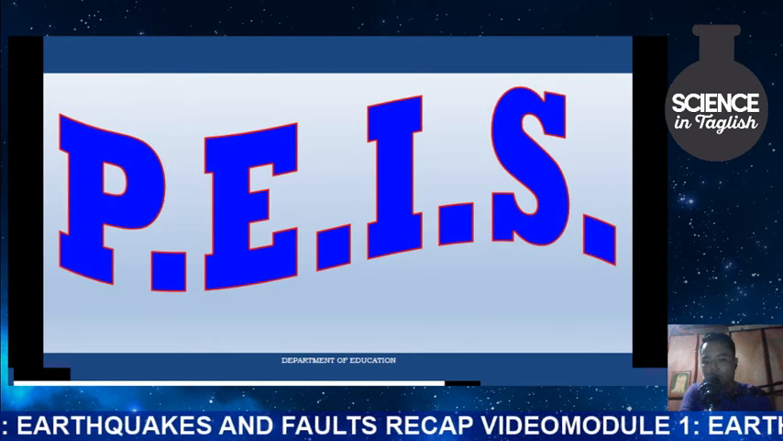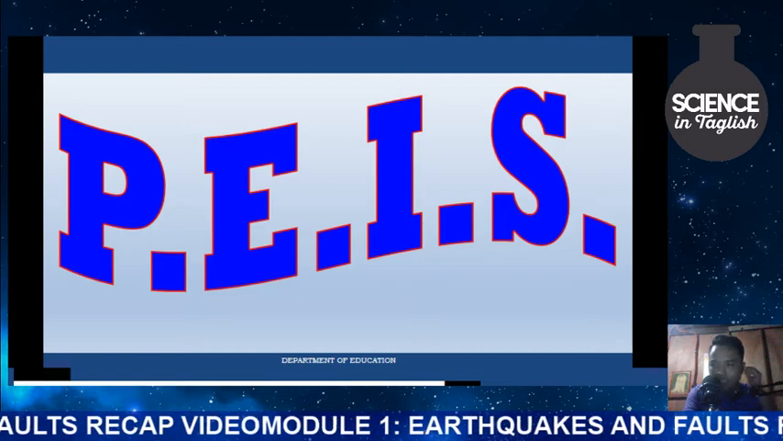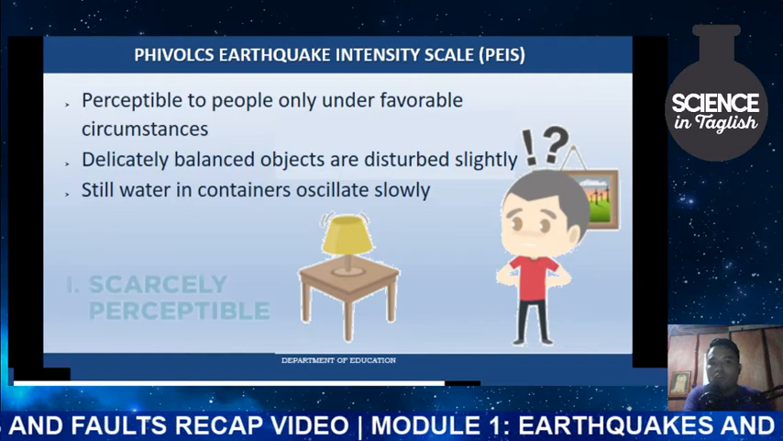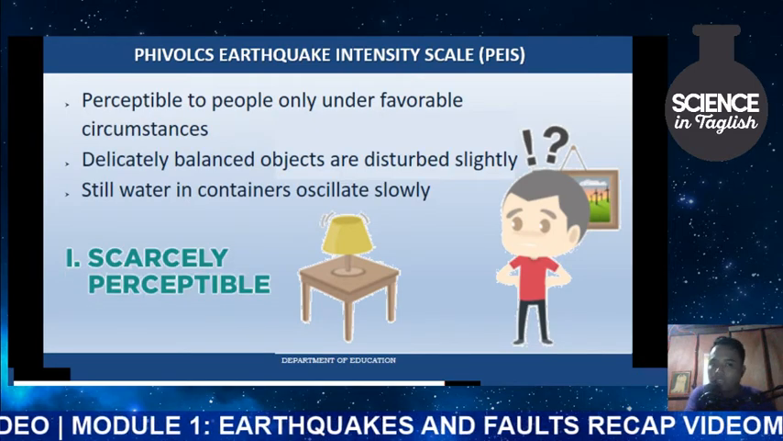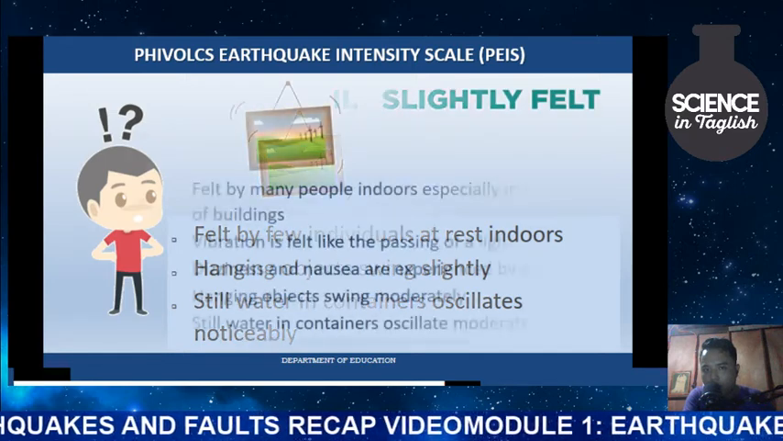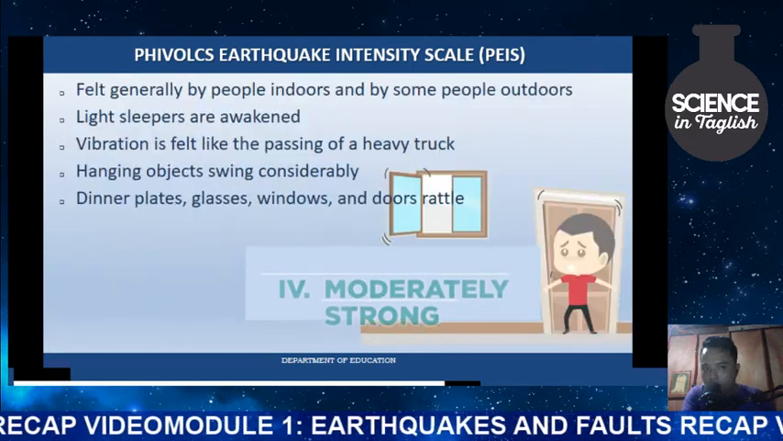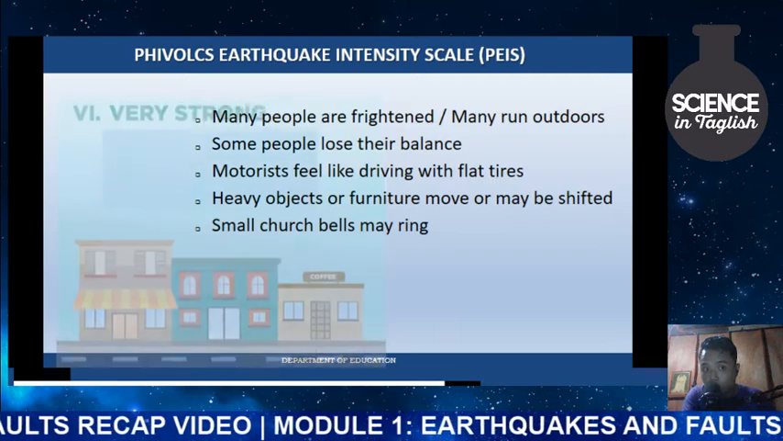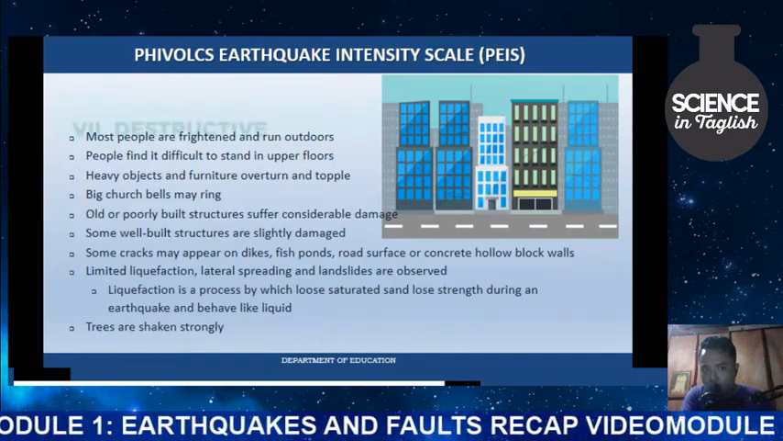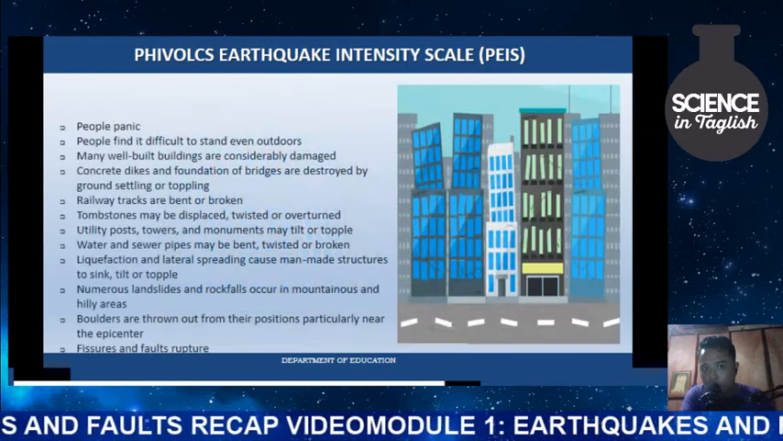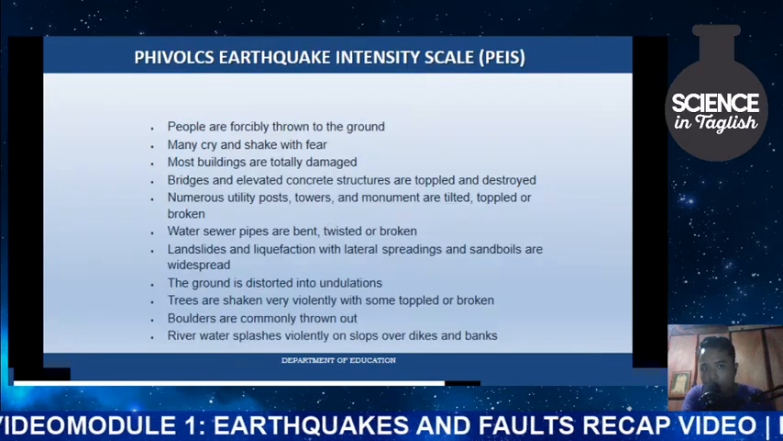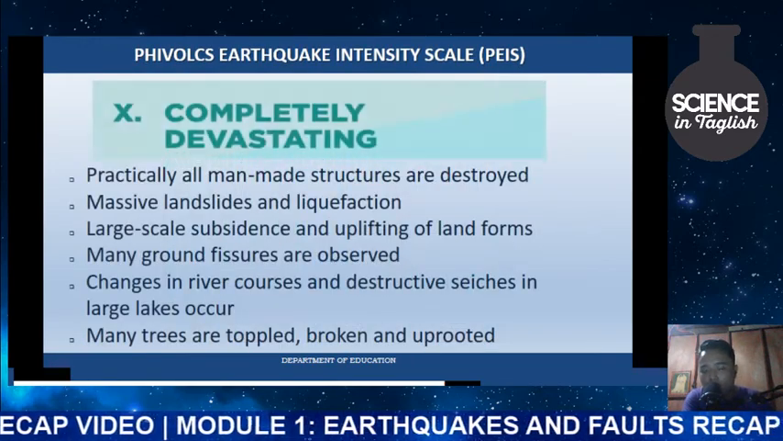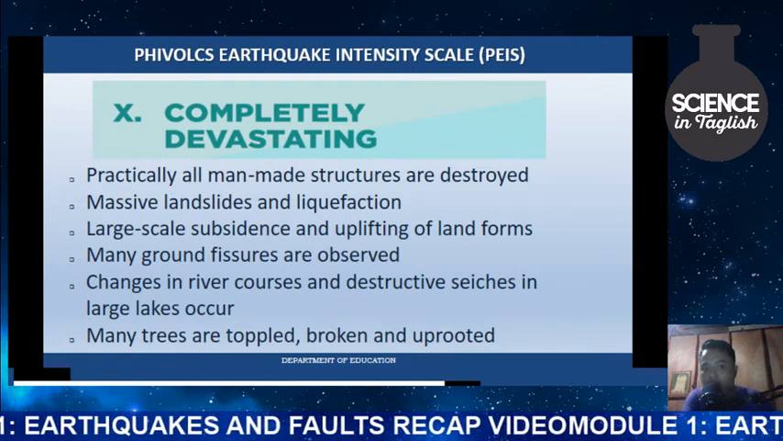PEIS, you have role-played this. Ano ba yung PEIS? Philippine Earthquake Intensity Scale. Ito yung pumalit sa Rossi-Forel tsaka sa Mercalli Scale. Ano ito? So, 1 is Roman numeral 1, scarcely perceptible. 2, slightly felt. 3, weak. 4, moderately strong. 5, strong. 6, very strong. 7, destructive. 8, very destructive. 9, devastating. Yan na yun. And the last one, and we don't hope for this, completely devastating.